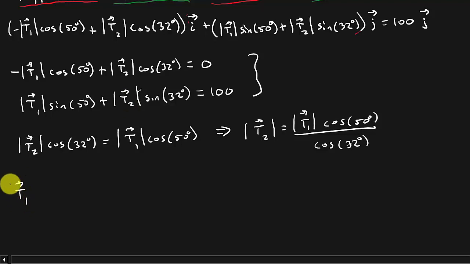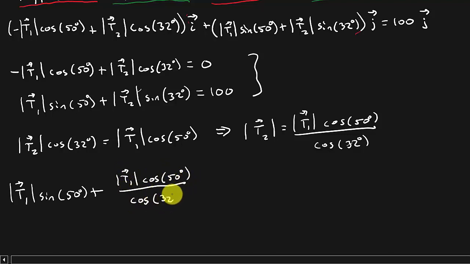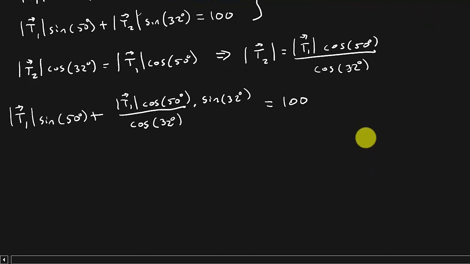So I get T1 times sine 50 plus the length of T2, which is this. So that's going to be T1 cosine 50 over cosine 32, times sine 32. And that equals 100. All right.